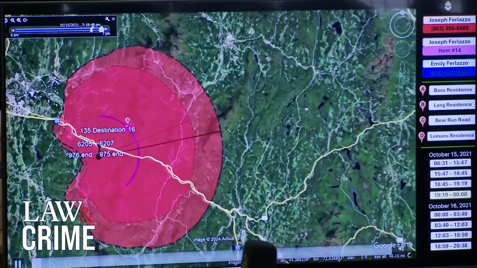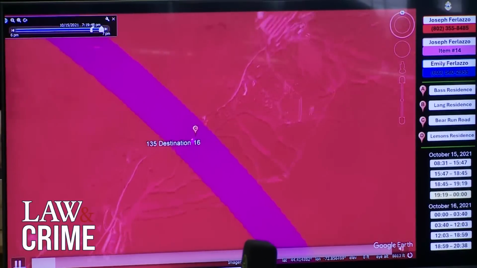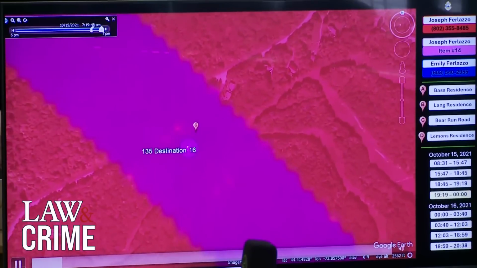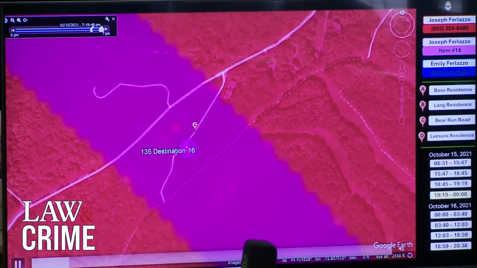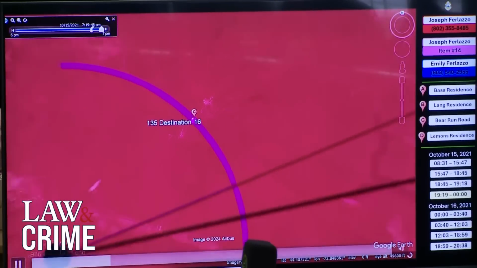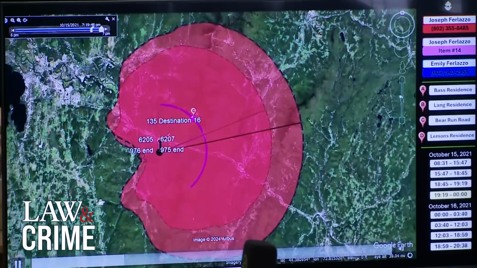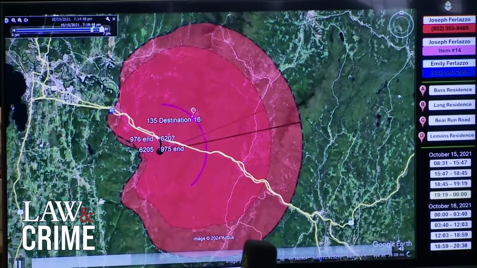So at about 1919 is when that trip ended and that significant location visit started. When I start to look in further, I can see that that falls along Bear Run Road. That significant location visit for Joseph's device went from 1919 on the 15th until 12:04 the next day on the 16th. So overnight hours. And what happened with the devices in the area of Bear Run in that time frame?